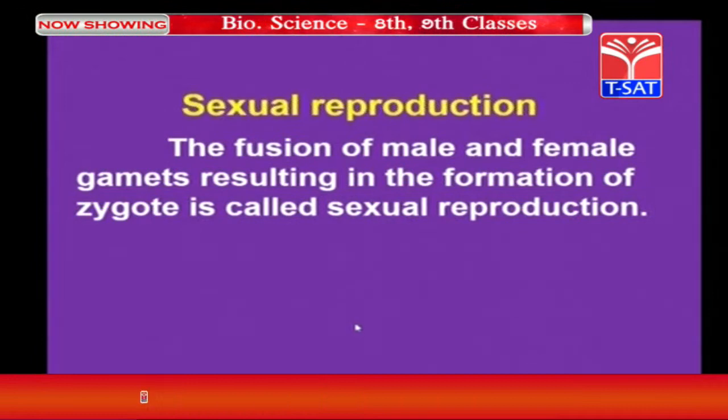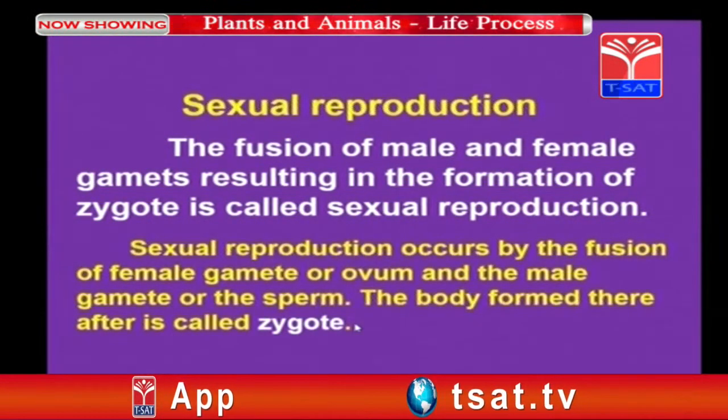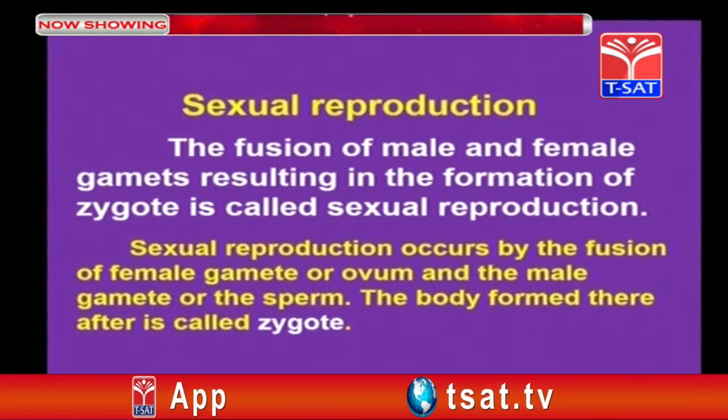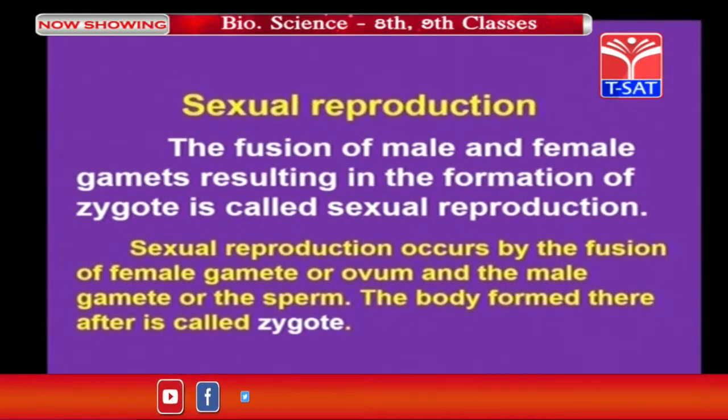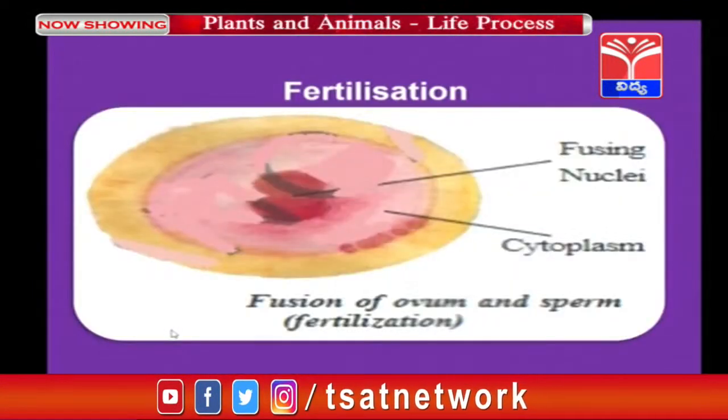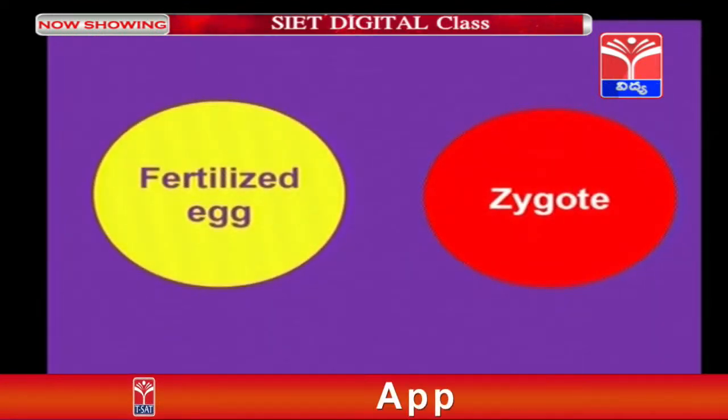The fusion of male and female gametes resulting in the formation of zygote is called sexual reproduction. Sexual reproduction occurs by the fusion of female gamete or ovum and the male gamete or the sperm. The cell formed thereafter is called zygote. Fusion of ovum and sperm is called fertilization. The fertilized egg is called zygote.